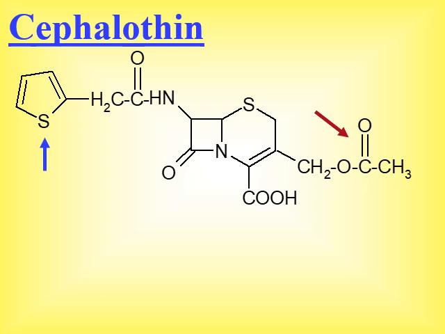The first one in the first generation is known as cephalocene. As we see here, the cephalocene. Why? Cene comes from thiophene. The blue arrow here shows the thiophene ring. Can we take this compound orally? No, because the side chain here in position number 3 is acetyl oxymethyl and will undergo lactonization orally. So this compound is taken parenterally.